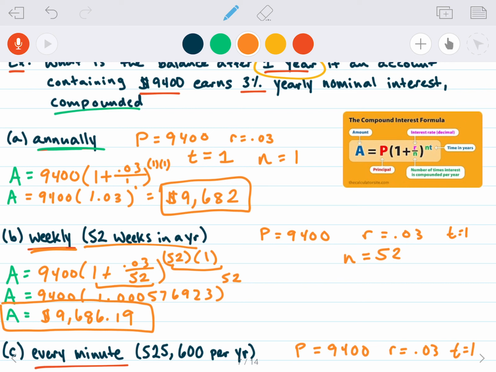And you can see that this is actually a larger balance than if I'm just compounding once a year. So the more you compound, the quicker your money will grow.